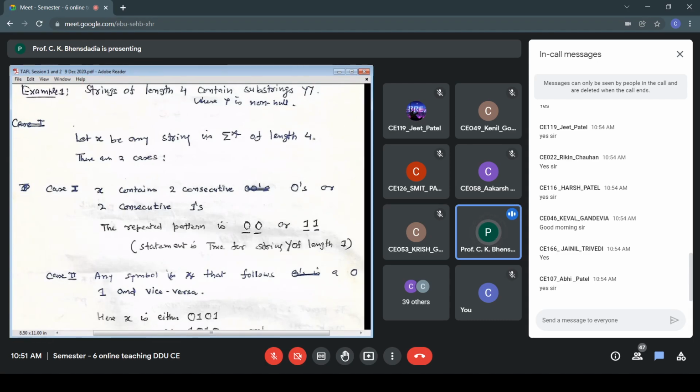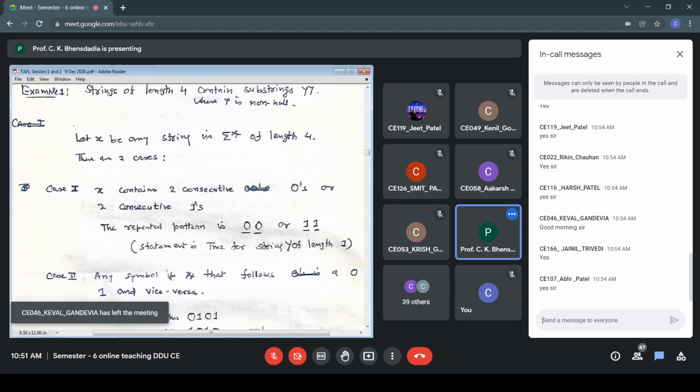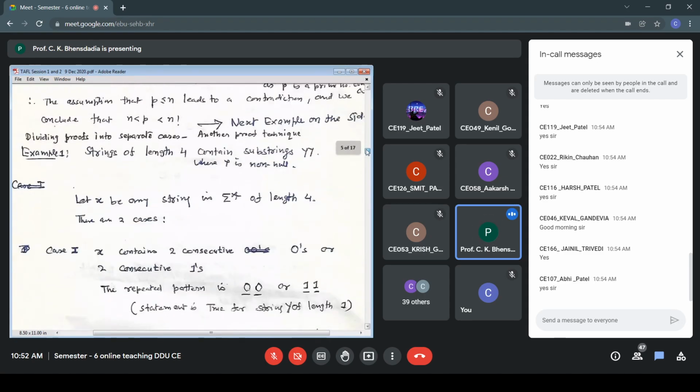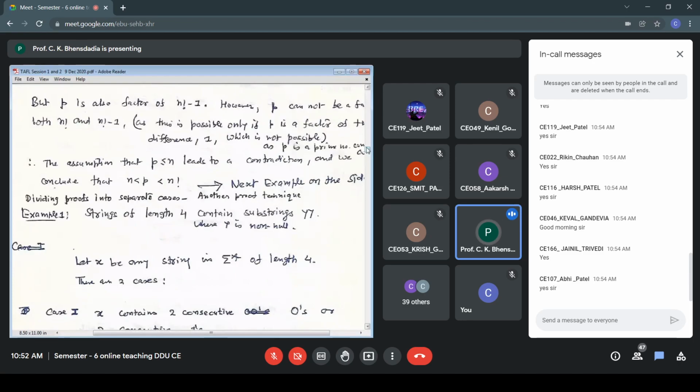Last time we discussed the principle of mathematical induction and also other proof techniques. One of the proof techniques that we did not discuss is dividing the proof into cases. So we'll start with that technique today and then again revert back to the principle of mathematical induction, PMI. This is a simple technique, dividing the proof into cases.